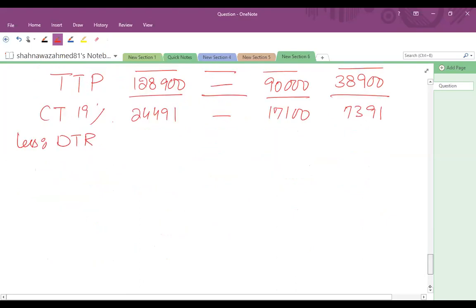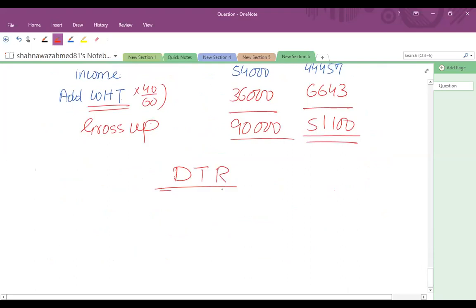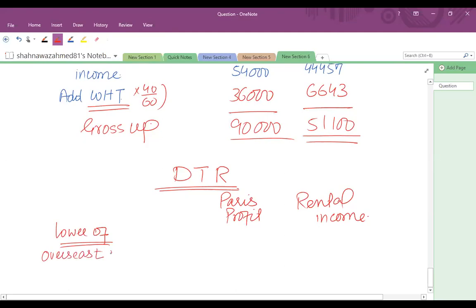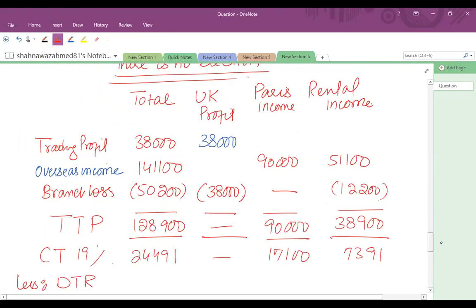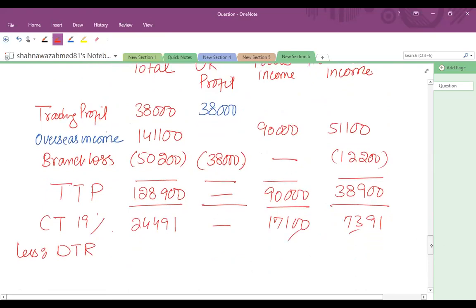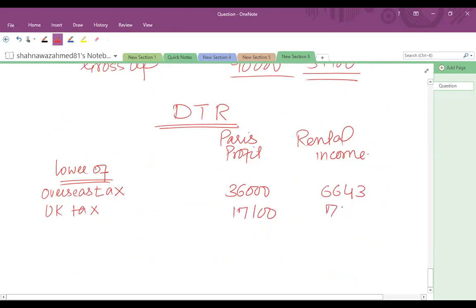So let's work out double tax relief, DTR. DTR on Paris profit, DTR on rental income. We take the lower of overseas tax suffered, so overseas tax paid is the value calculated above, 36,000 and 6,643, and UK tax on overseas profit. This is calculated here as UK tax 17,100 and 7,391. You'll take the lower value. The lower value is 17,100 and 6,643.